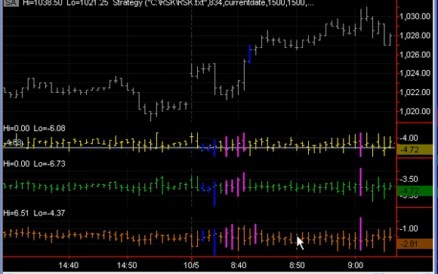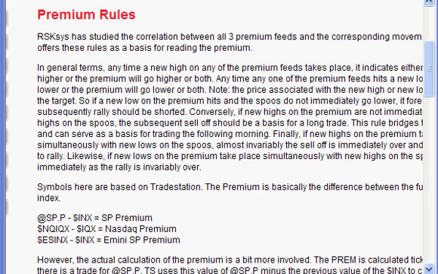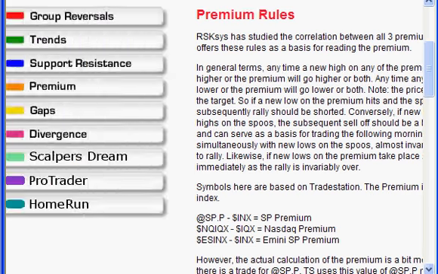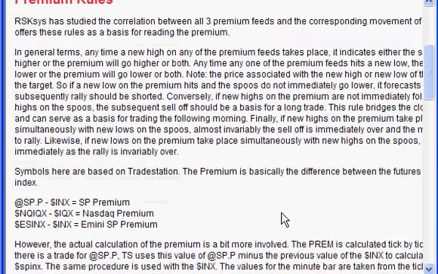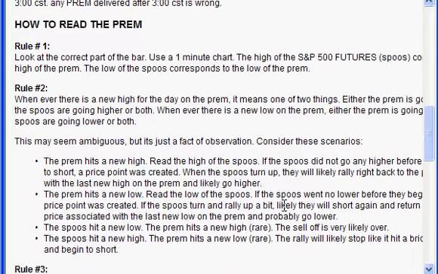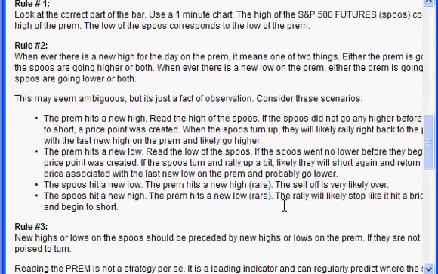If you don't know how to read the premium, we invite you to go to our website, RSKsys.com. Go to the section on the premium. Read the premium rules, and you will see why you should have gone long today. The Spoos hit a new low. The premium hits a new high. It's rare, but when it happens, the sell-off is likely over.